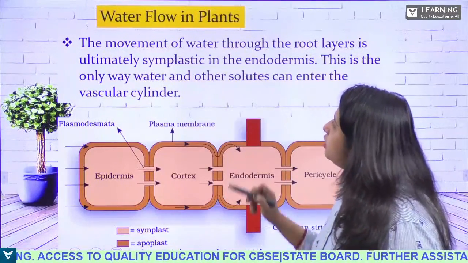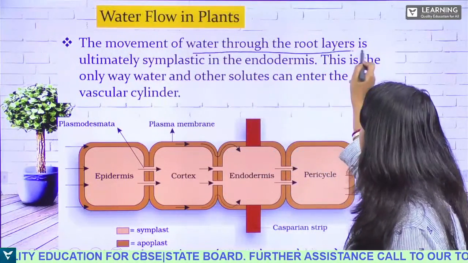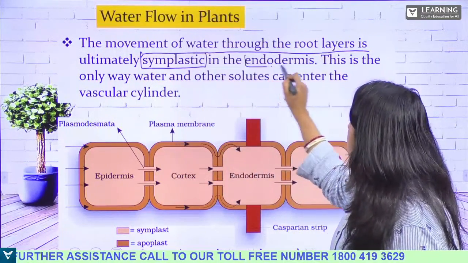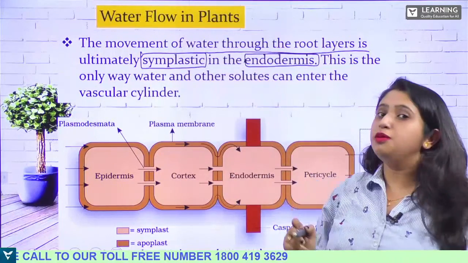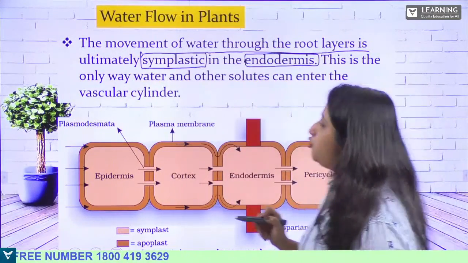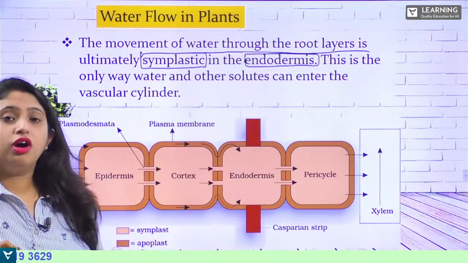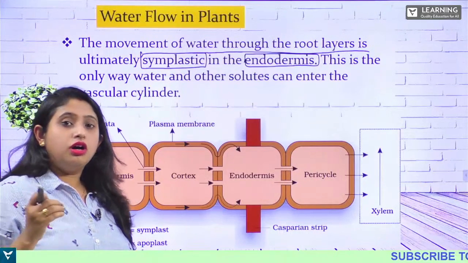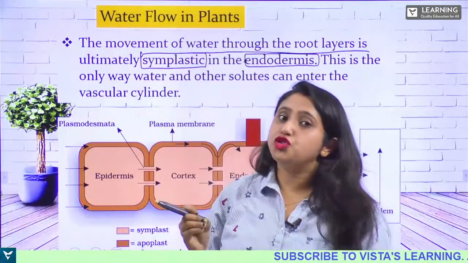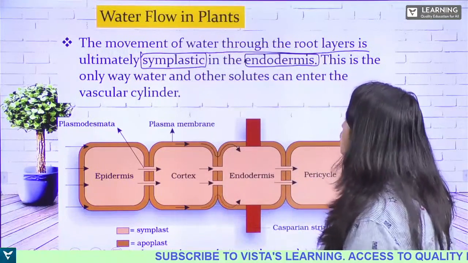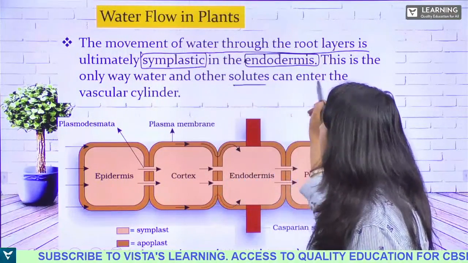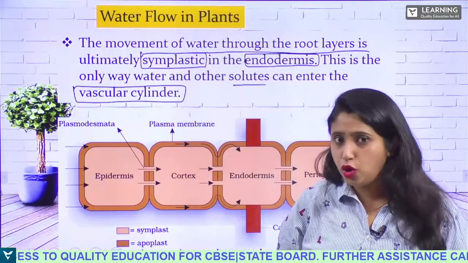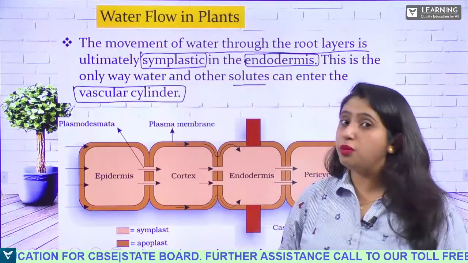Now, water movement through the root layers is ultimately symplastic in the endodermis. After the apoplast pathway, the movement of water is symplastic in the endodermis because the water molecules cannot cross the Casparian strip, so it enters into the endodermis, right? This is the only way, and other solutes can enter the vascular cylinder, that is the xylem and phloem. Clear?